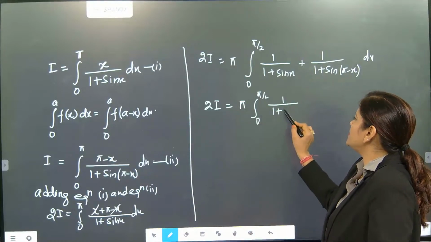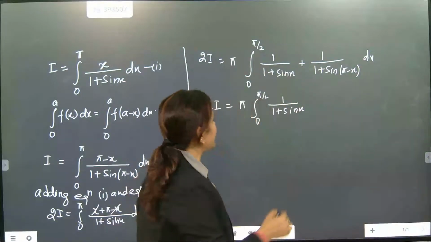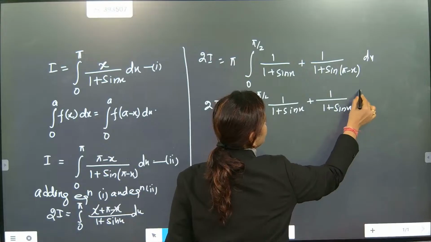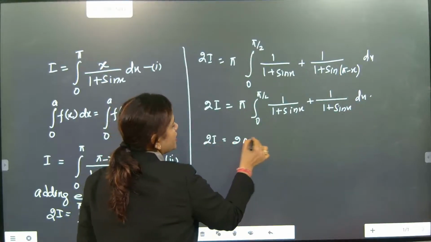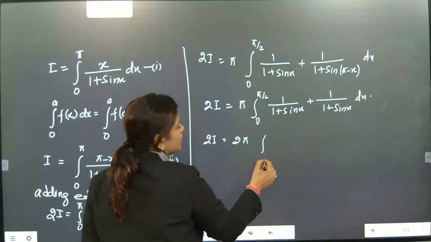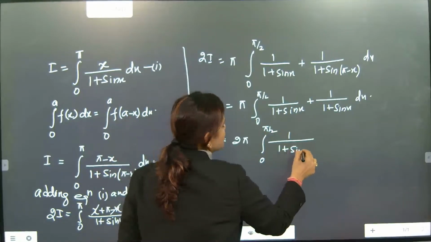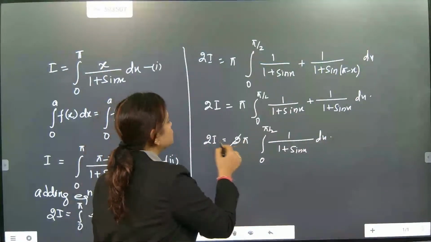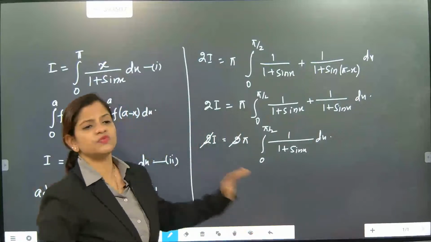1 by 1 plus sin x. From here it is coming. Another one, 1 by 1 plus sin x only will come, and that is dx. So look at it. It is coming as 2, because the same amplitude 2 will come out. 0 to pi by 2, 1 by 1 plus sin x dx. Done. So now this 2 and this 2 we can cancel. So till here we are exactly having answers with the question.